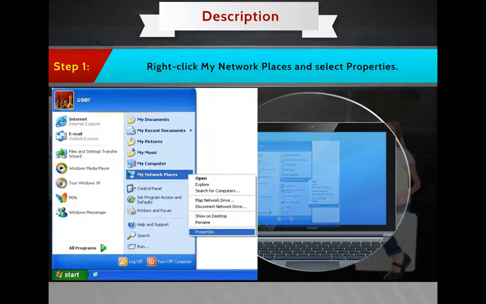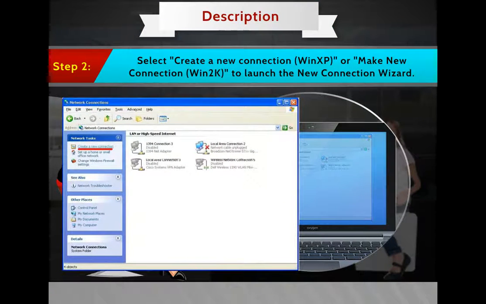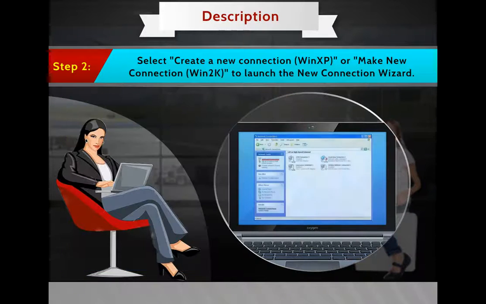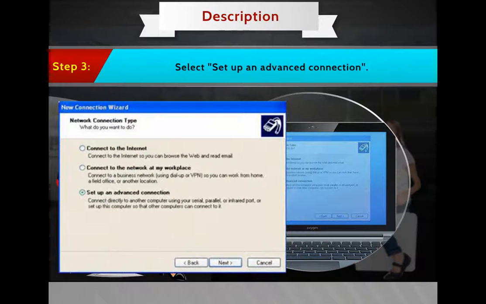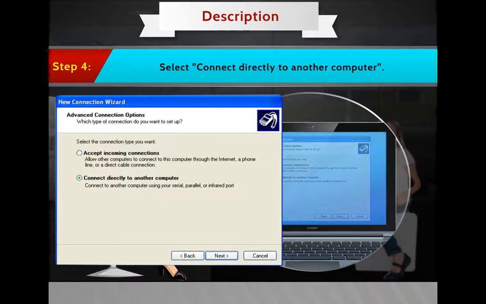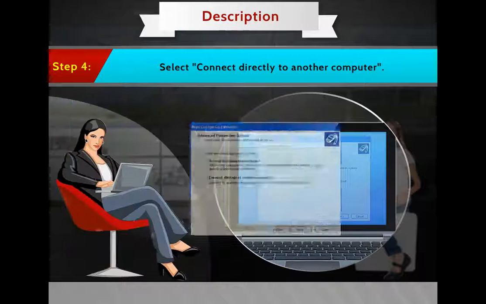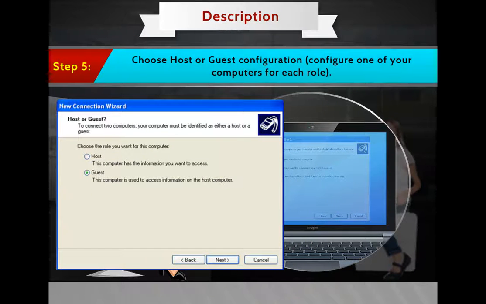Step 1. Right-click My Network Places and select Properties. Step 2. Select Create a New Connection, that is WinXP, or Make New Connection, that is Win2K, to launch the New Connection Wizard. Step 3. Select Set up an advanced connection. Step 4. Select Connect directly to another computer. Step 5. Choose host or guest configuration, that is, configure one of your computers for each role.